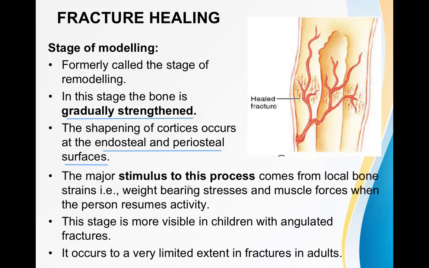Now, what is the major stimulus to this process? It comes from local bone strain, like weight bearing and contraction of the muscles. Now, this is a normal phenomenon because after the fracture becomes immobile, after about 3 to 4 months, the person starts to use that part of the body. If it is in the lower limb, the person starts to walk. If it is in the upper limb, the person starts to use the muscle group for different activities. So that is the stimulus for the stage of modeling.